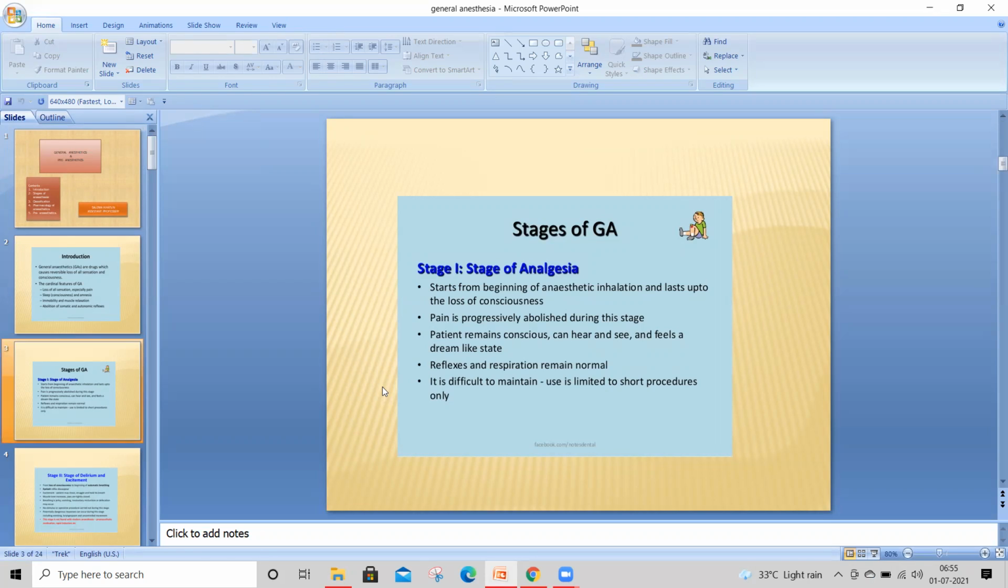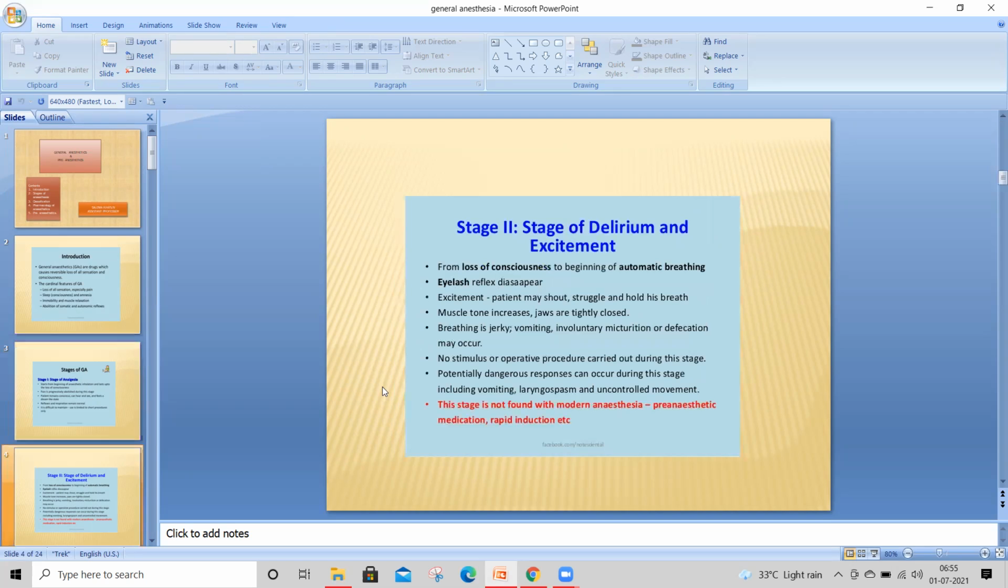Okay, and this is the normal stage. You can say in this stage pain is progressively abolished. Pain decreases gradually, and in this stage reflexes and respiration remain normal. But in the second stage you have to remember the name. That means the stage of delirium and excitement.